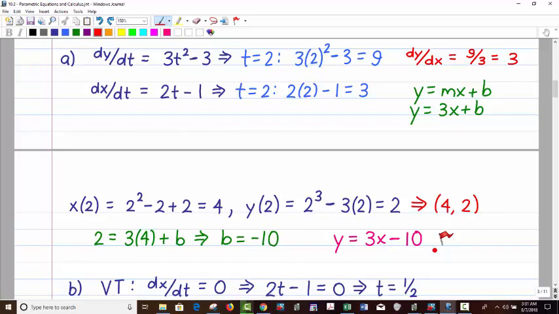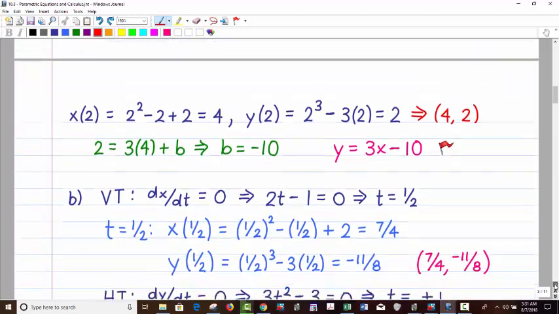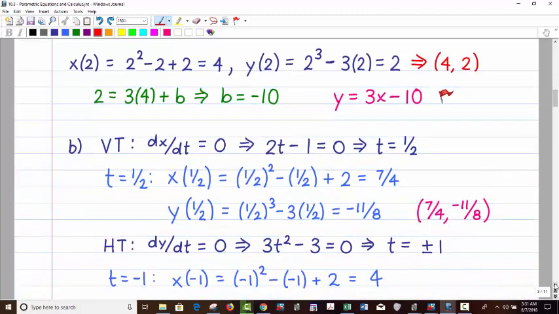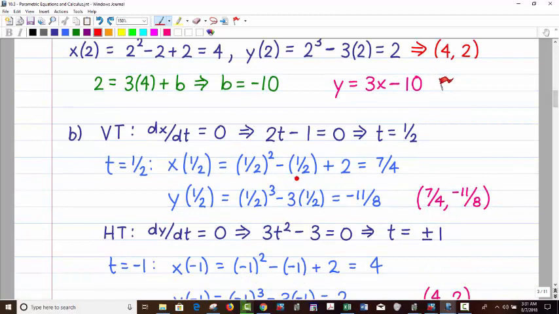Now to find the vertical or horizontal tangents, it doesn't matter which one you do first. The vertical tangents are done by solving dx/dt equals 0. So dx/dt was 2t minus 1, and we're actually finding the rectangular coordinates. So t equals 1/2. I then need to know what x and y are when t equals 1/2. Obviously use your calculator for this mess, just plug in 1/2 for t and come up with that coordinate. So it's going to be at 7/4, comma, negative 11/8.